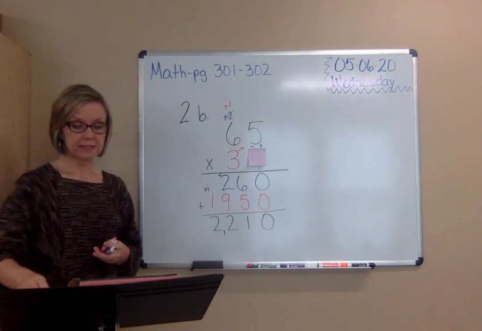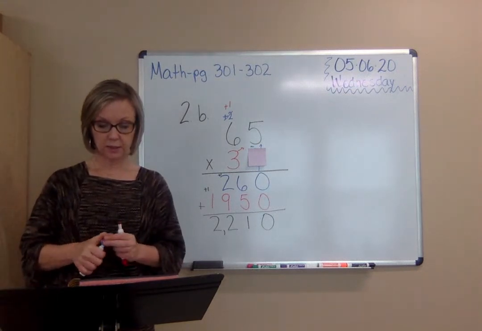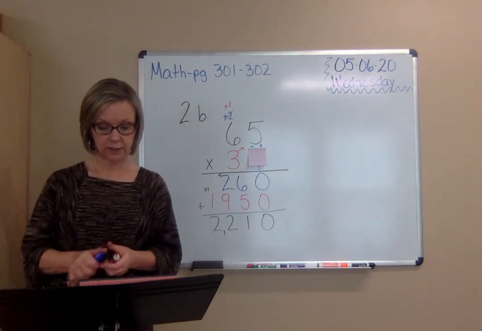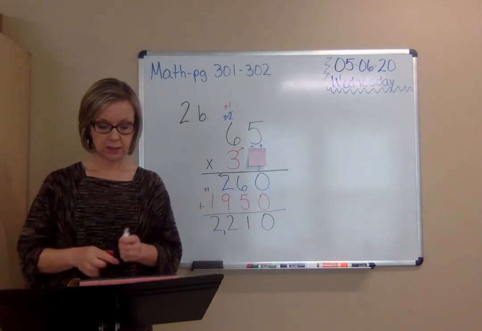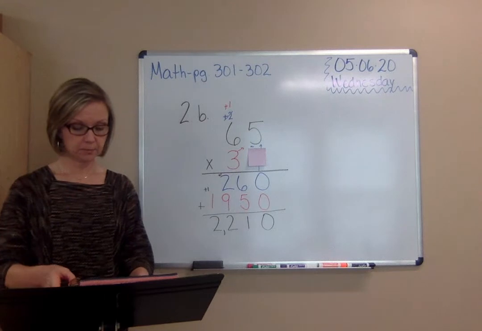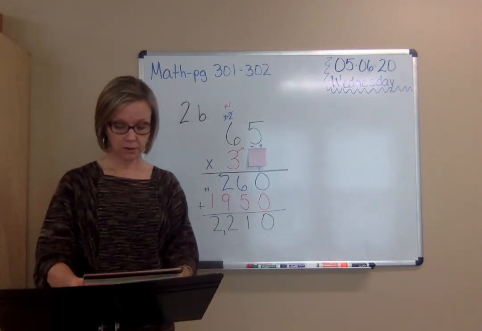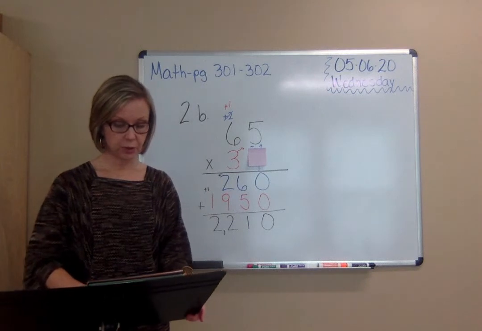We'll let you do C on your own. Number 3, divide and check. Very easy. Number 4, follow the signs. Page 302.